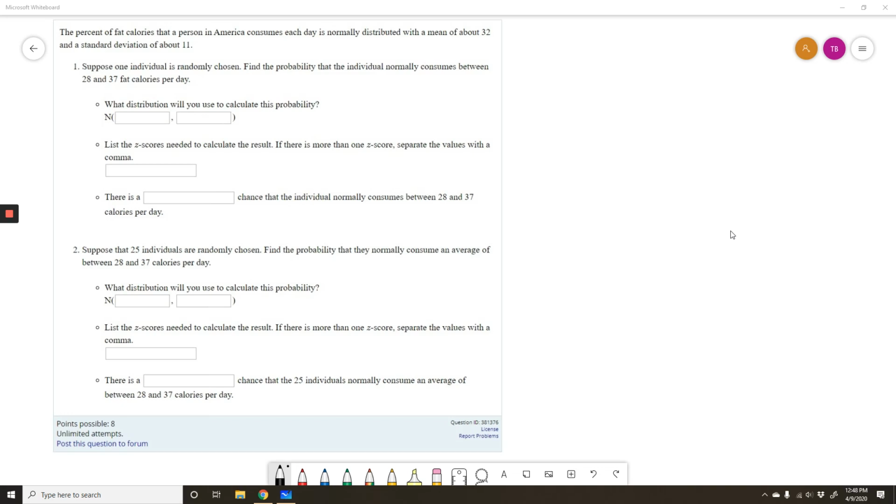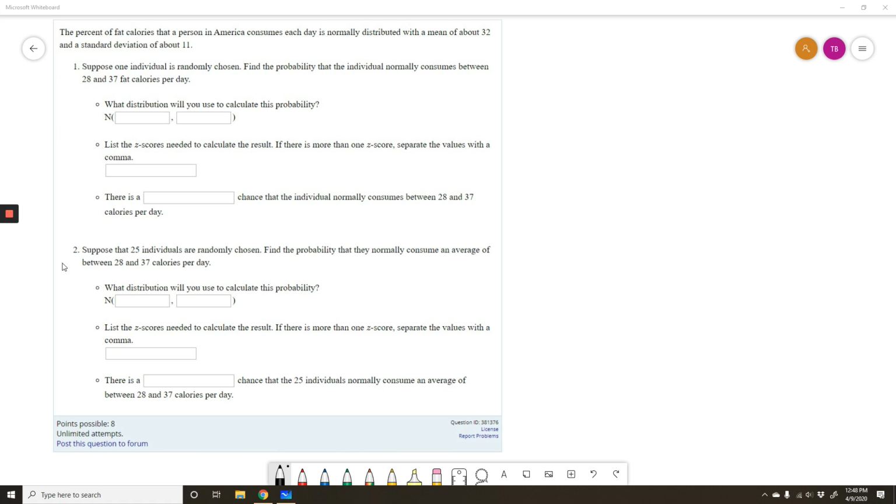The percent of fat calories that a person in America consumes each day is normally distributed with a mean of about 32 and a standard deviation of about 11. So this is a two-part problem. We're doing the same thing in both parts, except for the first part, we're doing it with one individual. Suppose one individual is randomly chosen.